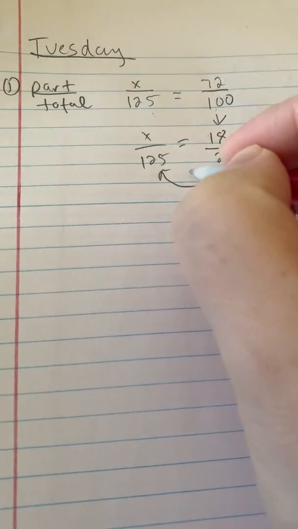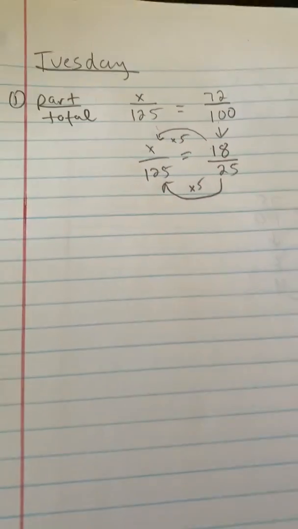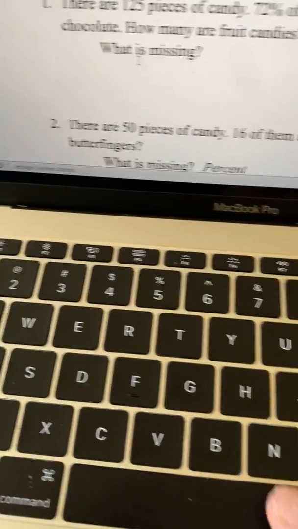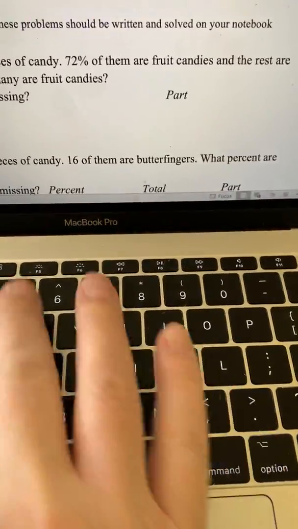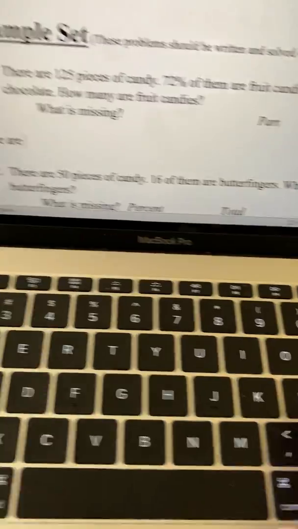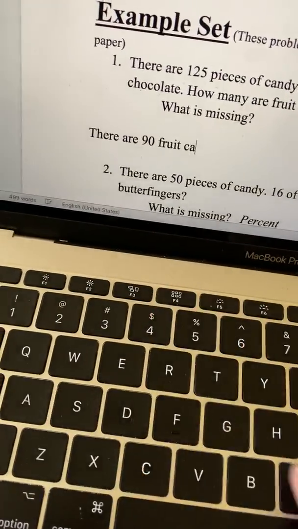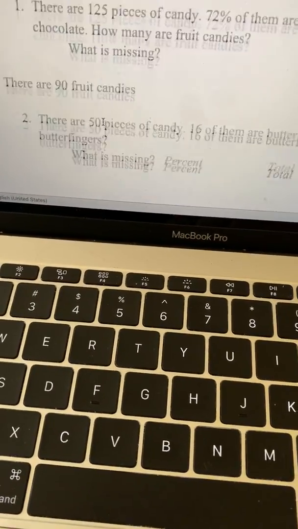25 times what gives me 125? Times 5, so I'm going to do 18 times 5. 18 times 5 equals 90. Okay, so I'm going to go over to the computer and I'm going to type in there are 90 fruit candies. Okay. Number 2 is a little different.